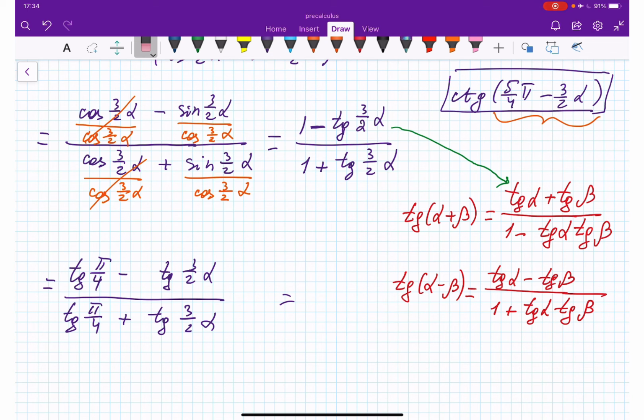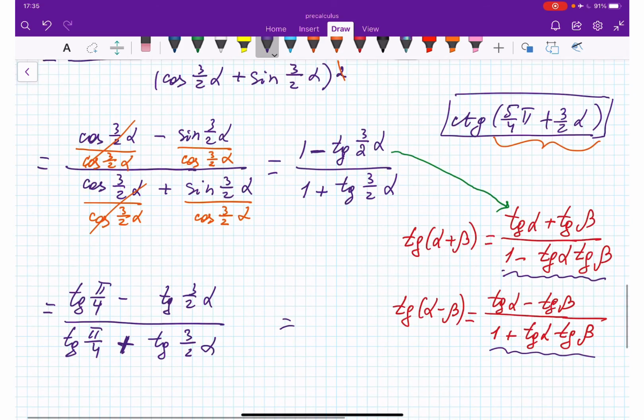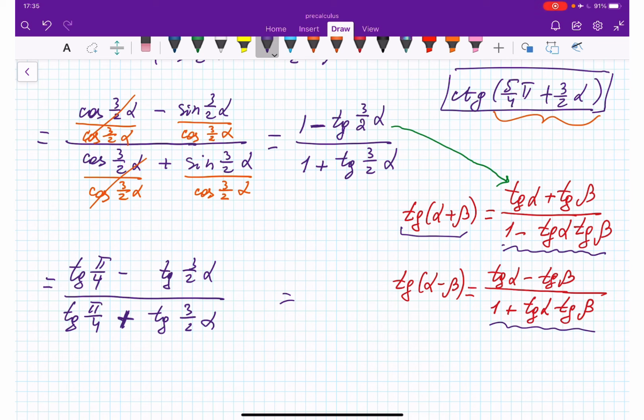Okay, now I'm thinking how to get rid of this tangent pi over 4 minus tangent 3 over 2 alpha. Looking here, what I have in the denominators here, I have 1 minus, here is, this is plus, it's not gonna work for me. In denominator here I have plus, right? So if I divide numerator and denominator by this one, in denominator I will get plus, hold on, was it 5 over 4 pi minus? No, it's plus, okay. I will get this plus, right? Will work for denominator here.